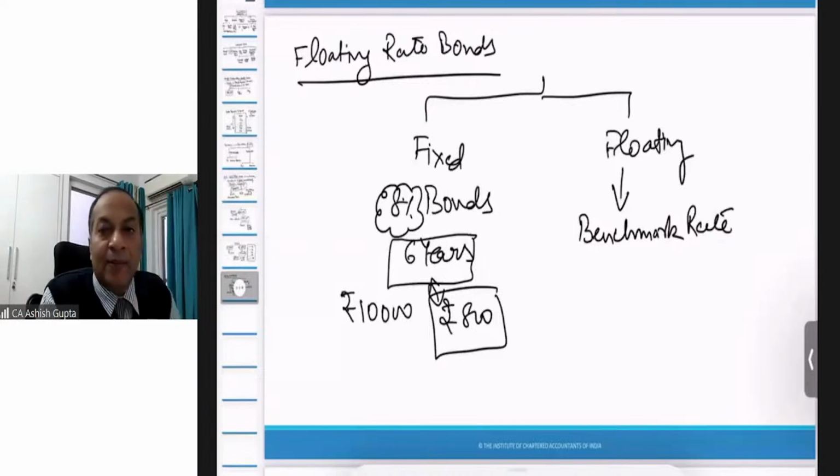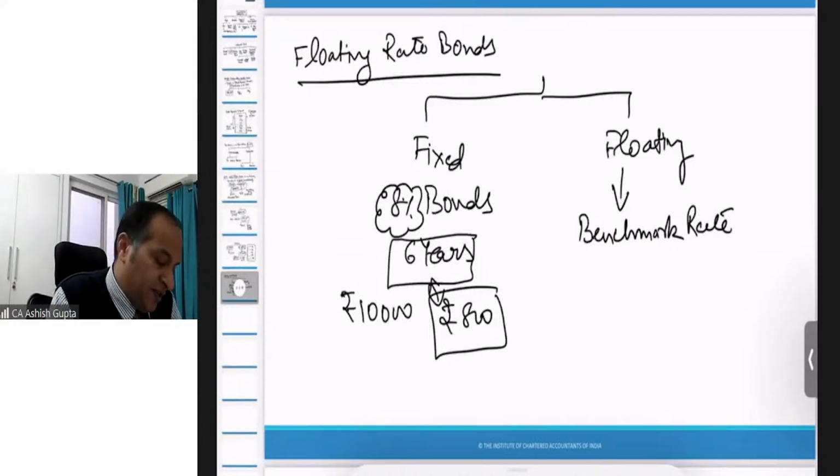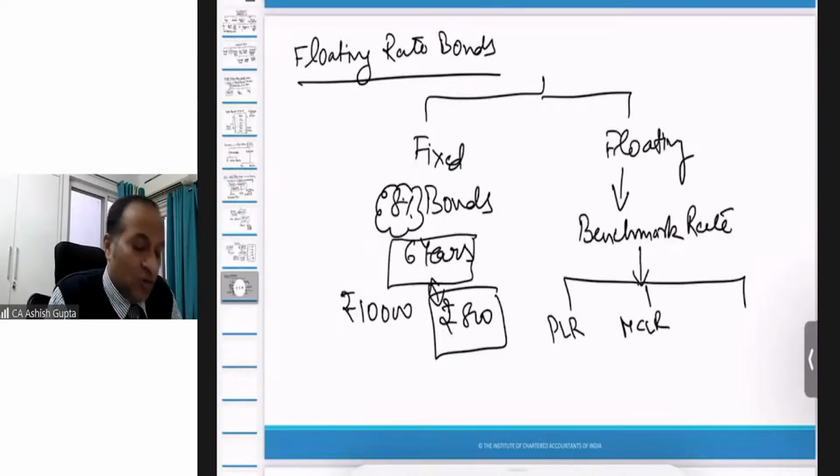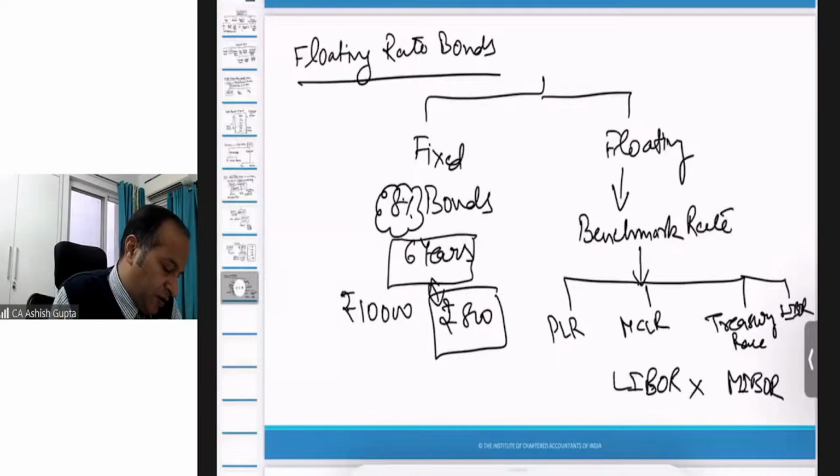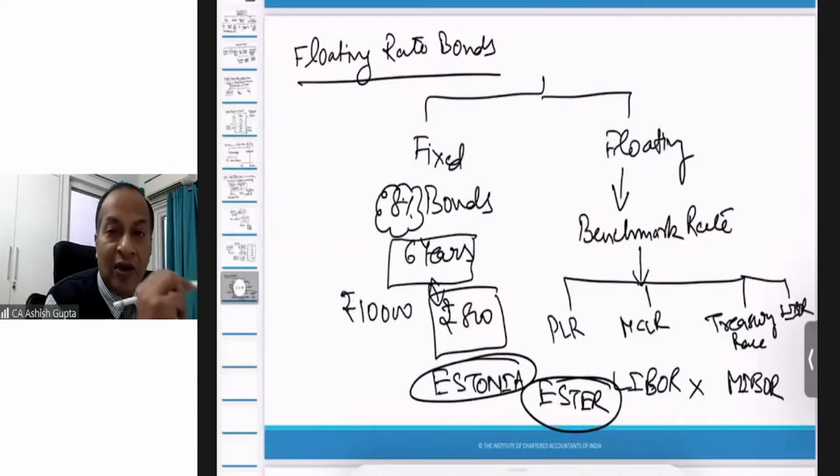Interest is linked to some benchmark rate. This benchmark rate can be your prime lending rate. Now it is no more. It can be MCLR, I think it is the marginal cost of lending rate, or it can be your treasury rate, or there is another term you have heard about, LIBOR. As I told you, LIBOR is no more. So it can be MIBOR, or it can be ESTER. So these are rates to which you can attach a rate.